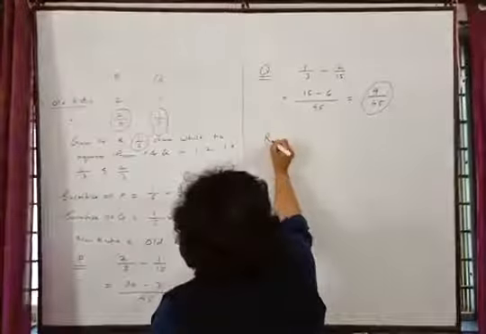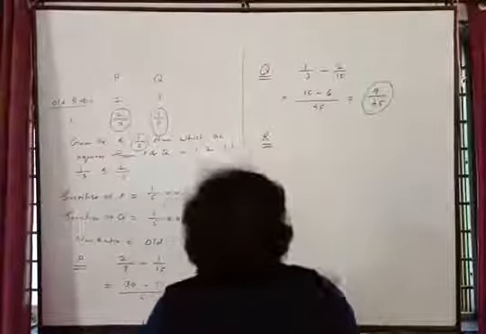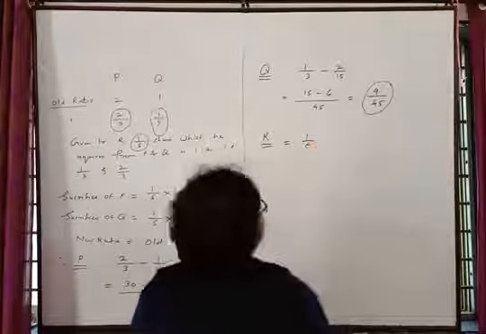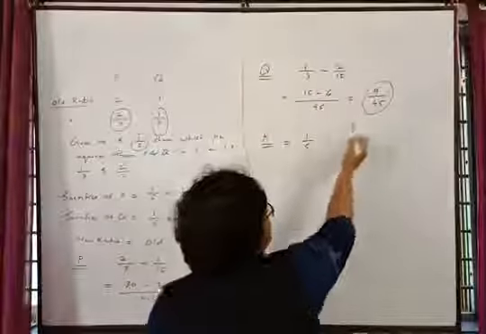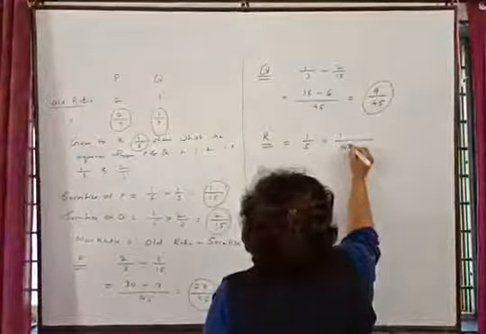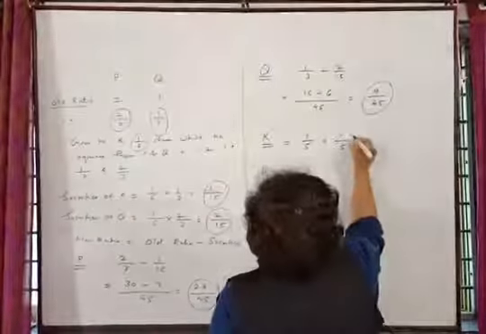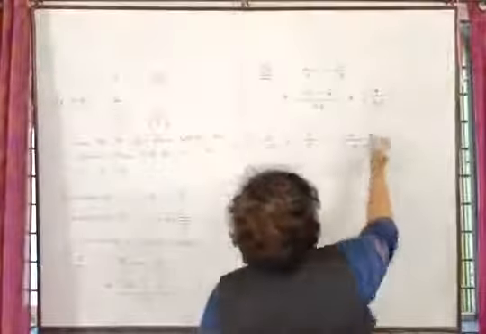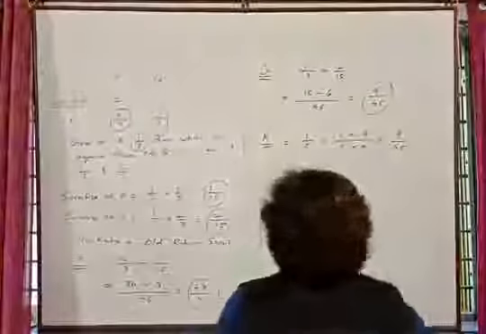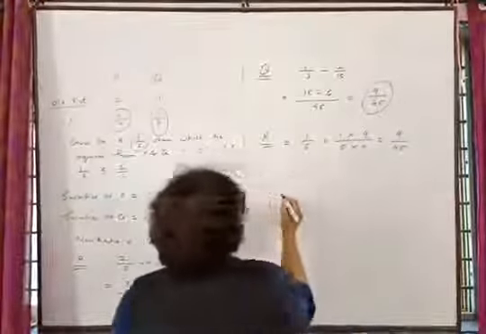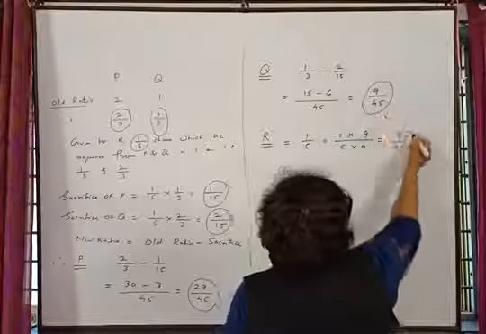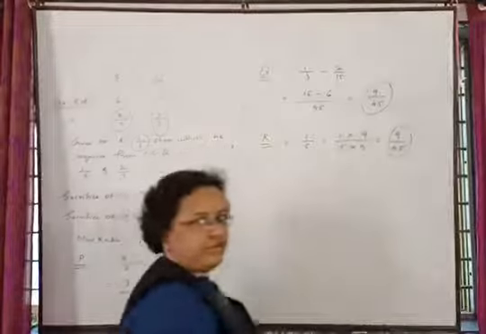Now the new partner R is given a 1/5 share. We have to make the denominator 45. Therefore, 1/5 is equal to 9/45. So the new ratio of R, after making the same denominator, will be 9/45.